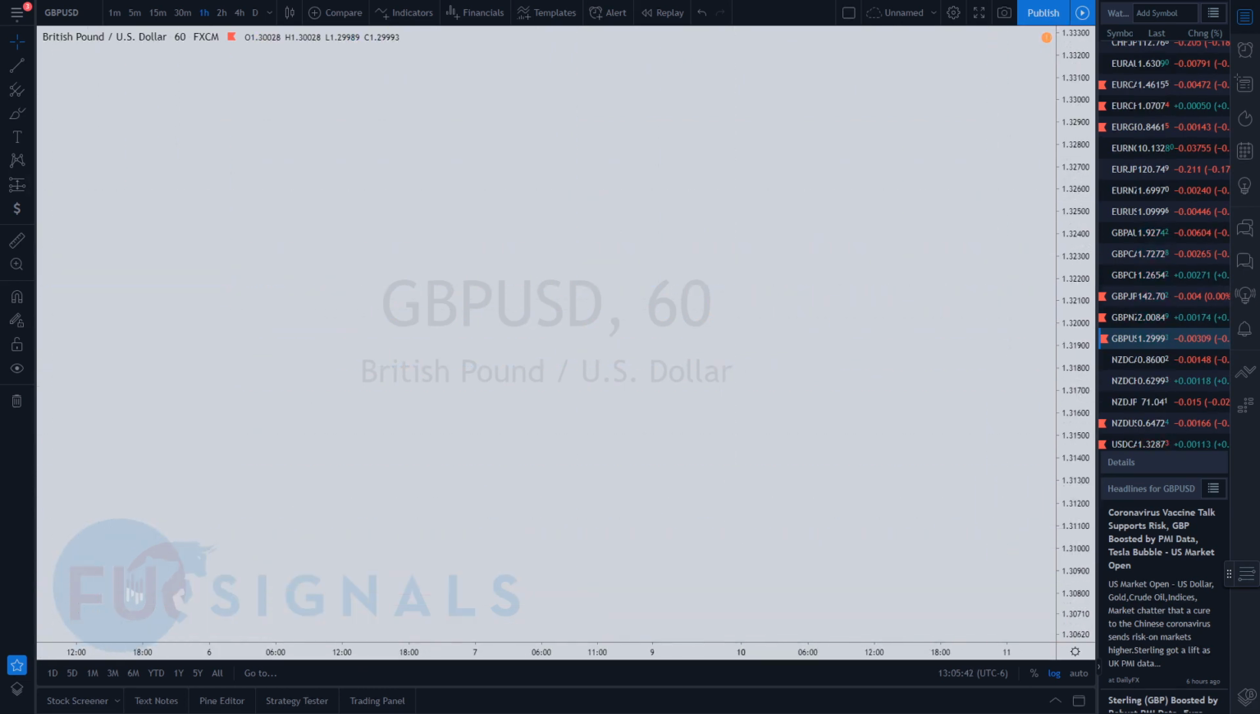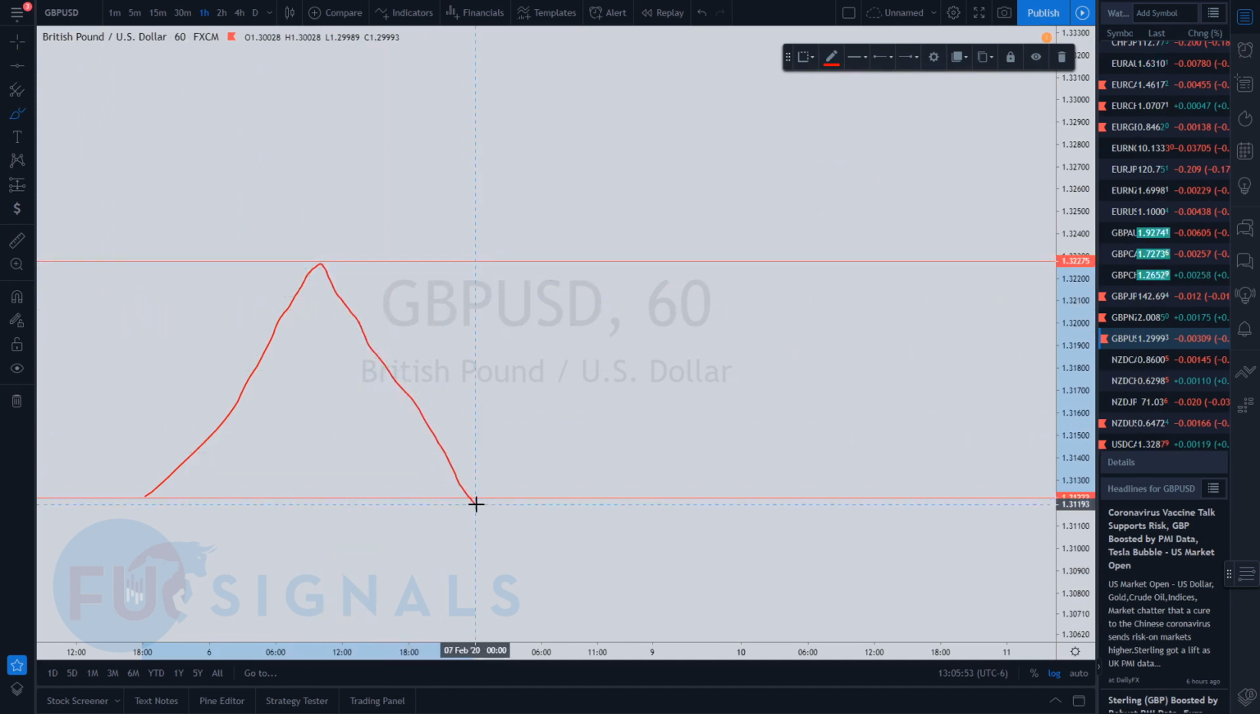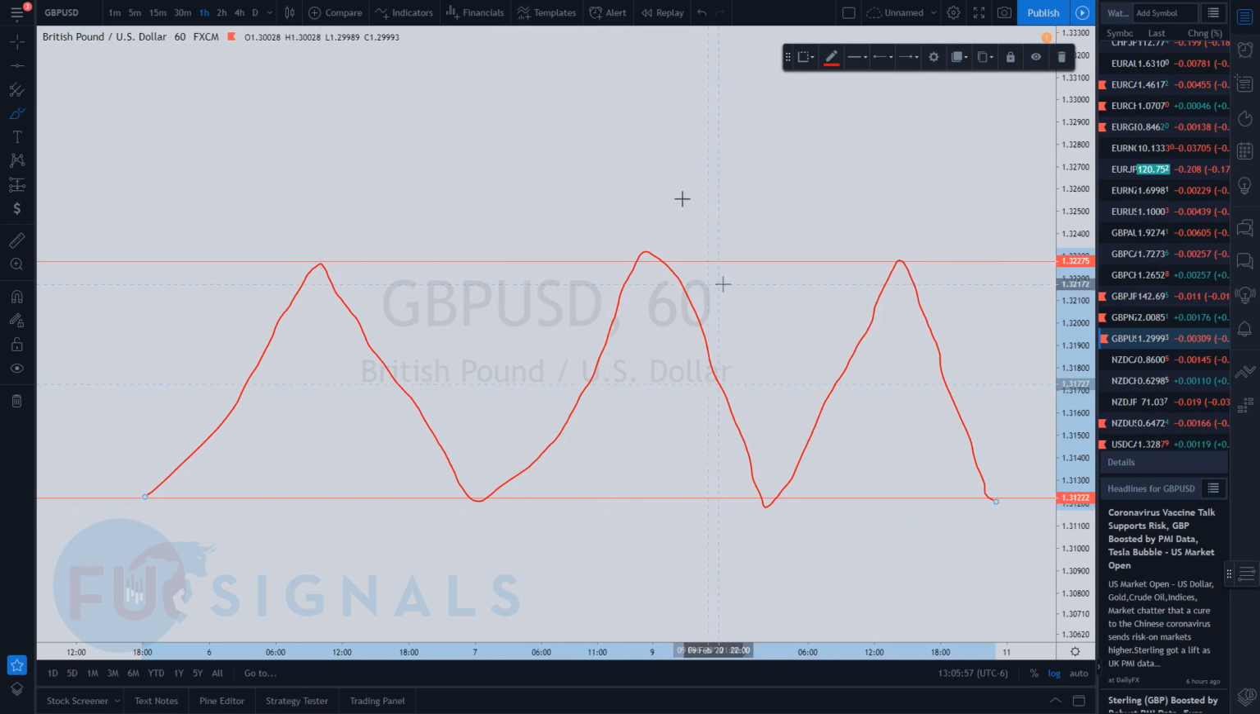Right. So I'm going to draw a horizontal line up and down and just draw zigzags up and down. Now, as most of y'all can recognize right here, this is support and resistance, right? This would be considered support. This would be considered resistance.